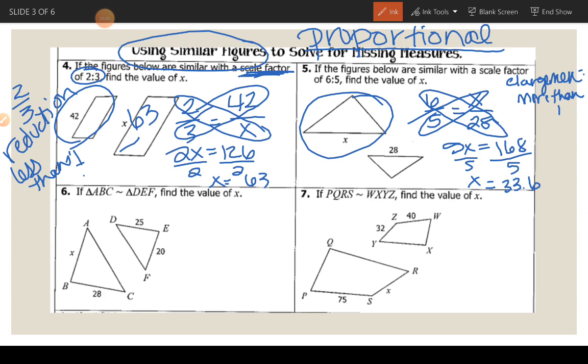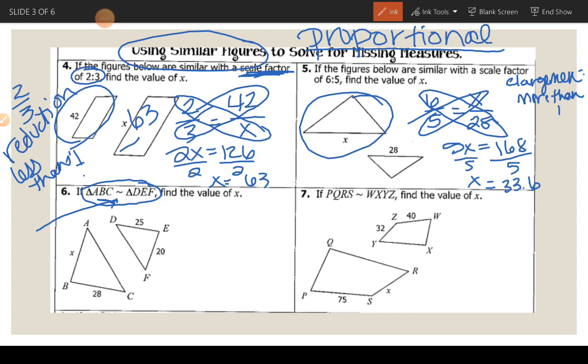Now, this right here is a similarity statement. You see how there's just a squiggle instead of an equal sign? This means, again, that they're proportional, not the same. But this helps us set up our proportions. So when you set up proportions, it doesn't matter how you set it up, but you need to be consistent.